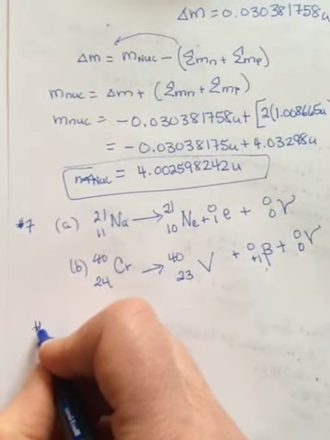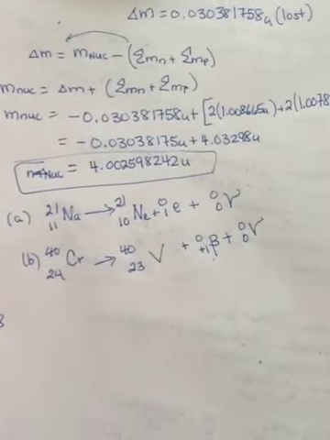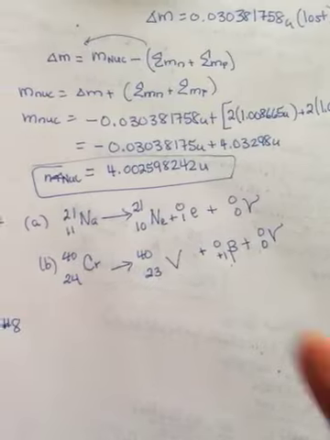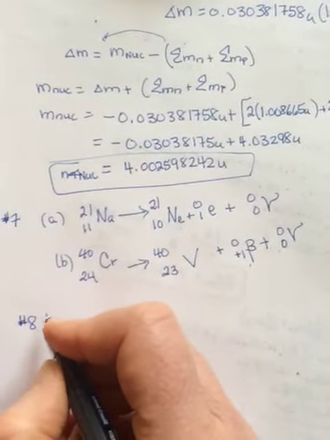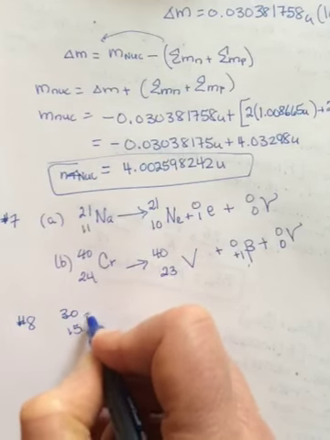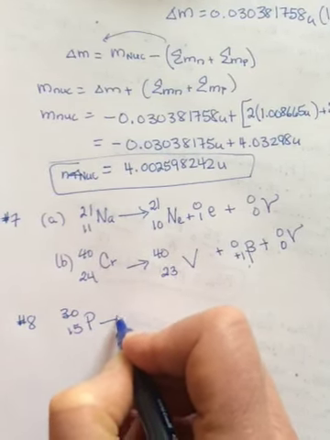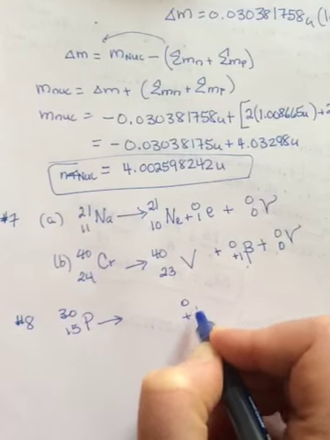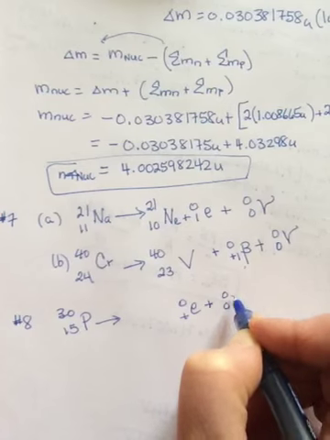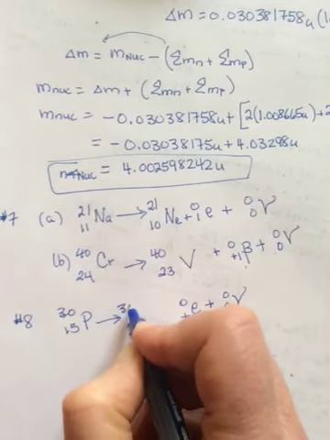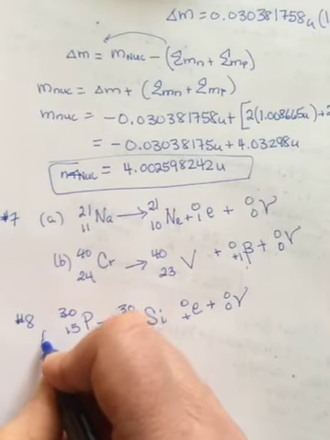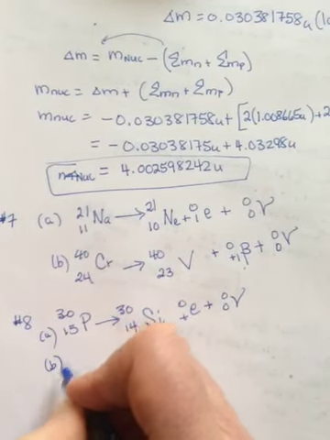Vanadium, V. Number 8. Complete the nuclear equations for these transmutations. Okay, and so the first one is phosphorus 30. Phosphorus is 15. And it's going to something where it's giving off a positive beta particle. Top has to be 30, bottom has to be 14. 14 you'll discover is silicon.